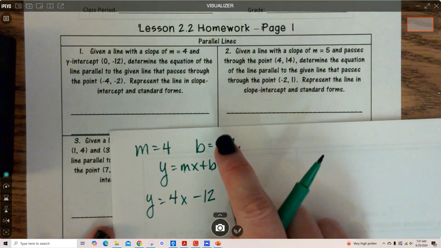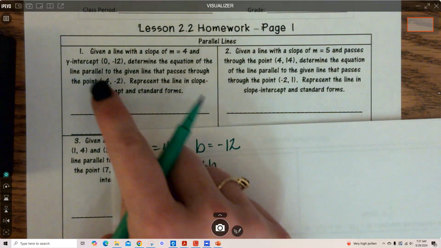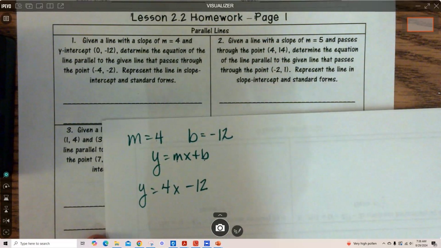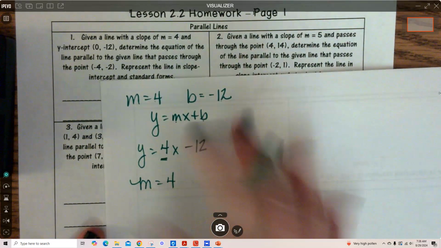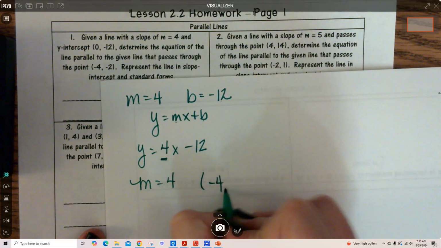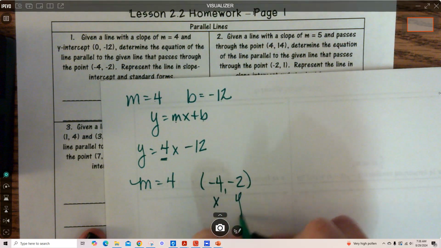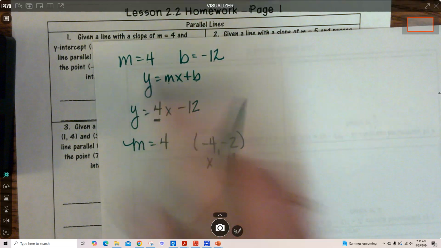So now we're going to determine the equation of the line parallel to the given line that passes through the point negative 4, negative 2. So our parallel line is going to have the same slope. It's going to have a slope of 4. But they give us this ordered pair, negative 4, negative 2. And it's not a y-intercept. It's just a point. It's just an x and a y. So we can still use slope-intercept form.